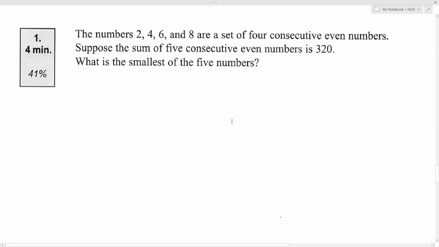Okay, so now this question, let me talk about it. The numbers 2, 4, 6, 8 are a set of 4 consecutive even numbers. So they're giving you an example of what a consecutive even number is. Now, suppose the sum of 5, this is a 4. Now we're dealing with 5. One more.